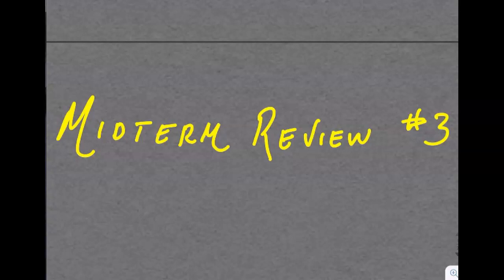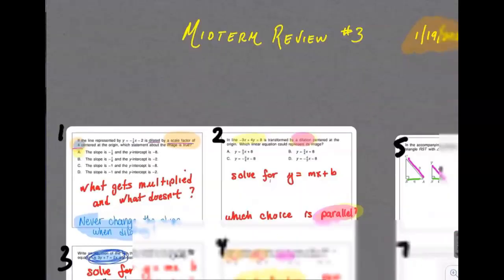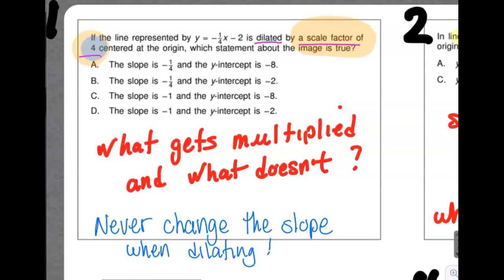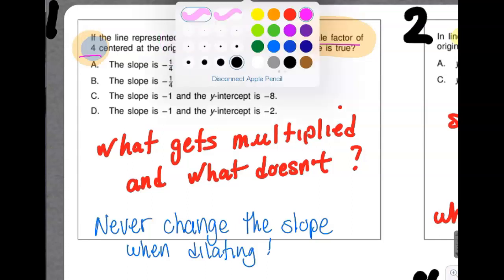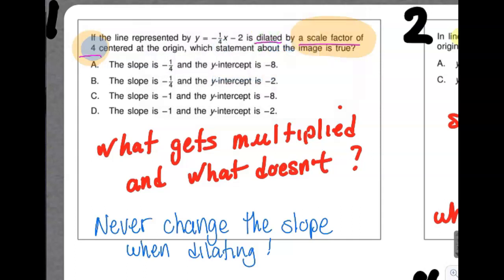All right, real quick review of the third midterm video. If the line represented by y equals negative 1/4 x minus 2 is dilated by a scale factor of 4, remember when you dilate, you never change the slope. Never change the slope when dilating.